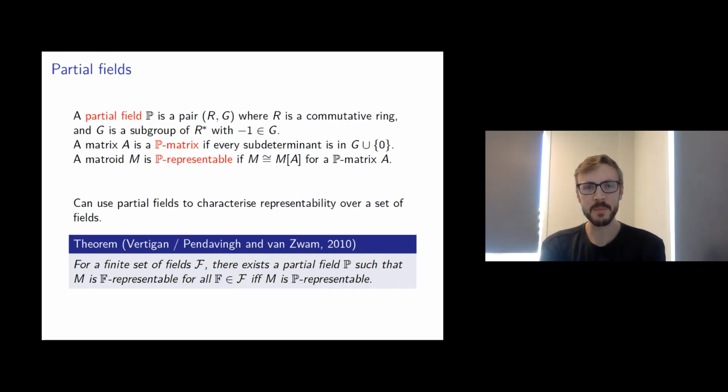In terms of the definition, let me just point out that you can think of a partial field as this pair consisting of your commutative ring R and G, which is a subgroup of the group of units of R, where we have -1 in there. And you can think of this G as specifying what we're allowing as our non-zero subdeterminants in your representations.